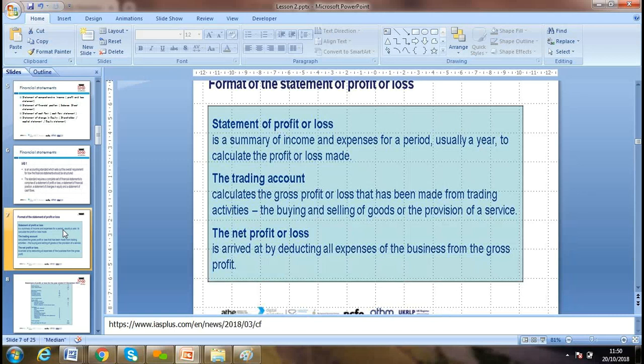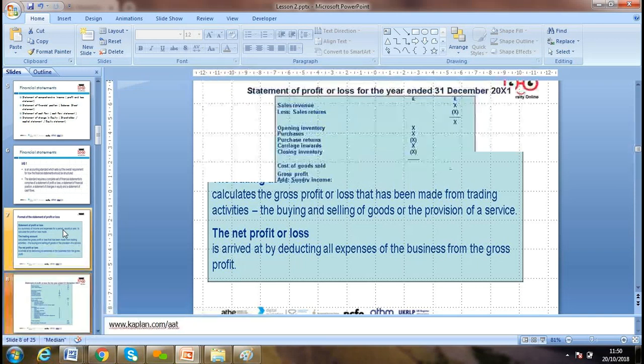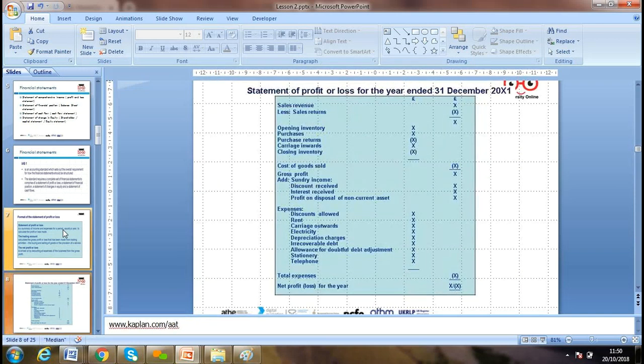The statement of profit and loss is the summary of income and expenses, usually for a year, and it calculates the profit. The net profit figure we can find in the financial statement in the profit and loss account. So your statement of profit and loss account should look like this. Sales revenue, also called turnover, means the sales figure, also known as revenue.